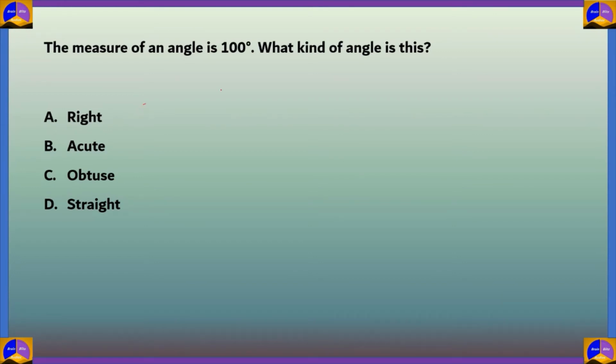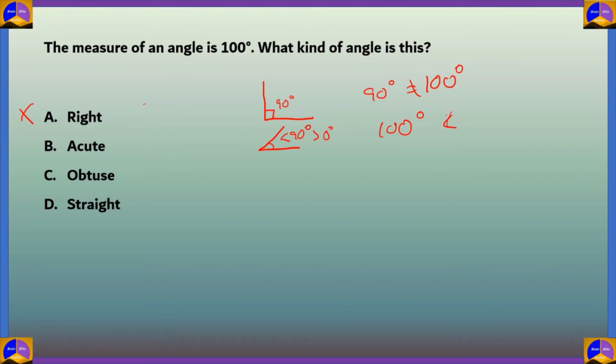Now let's look at option A, right angle. A right angle is the name given to a 90-degree angle. So 90 degrees is not equal to 100 degrees. So option A, right angle, is incorrect. Let's look at option B, acute. An acute angle is an angle that is less than 90 degrees and greater than 0 degrees. But 100 degrees is not less than 90 degrees. It is more than 90 degrees. So option B, acute, is incorrect.